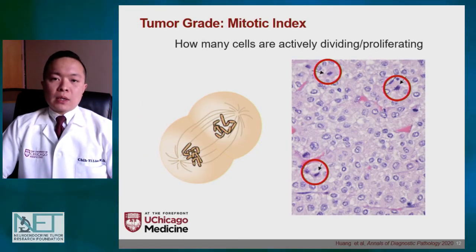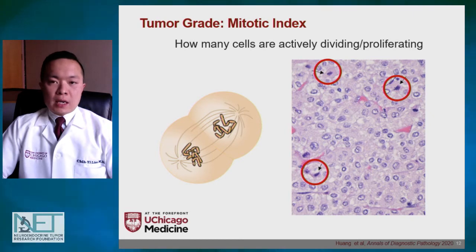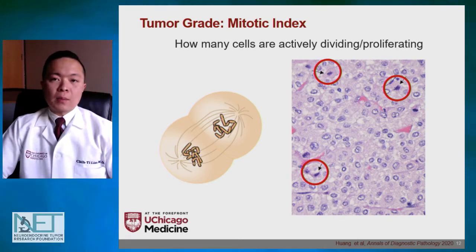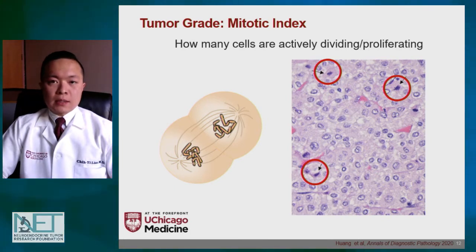Another way we classify neuroendocrine tumors is based on tumor grade. And what grade means is how proliferative the cells are. In other words, how many cells are actively dividing and growing at a given time. One of the ways to determine grade is something called the mitotic index. You all remember from high school biology that mitosis is the process that the cells use to divide and grow and make copies of themselves.